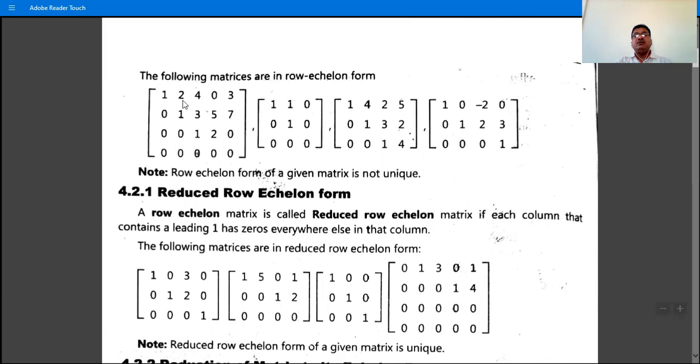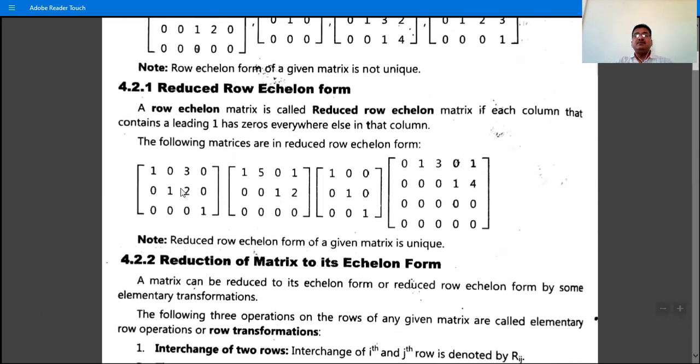If you observe the second column, this column also contains a leading one, but the remaining elements other than 1 are not equal to 0, and so this matrix is just in row echelon form. It is not in reduced row echelon form. So these are the examples of reduced row echelon form.